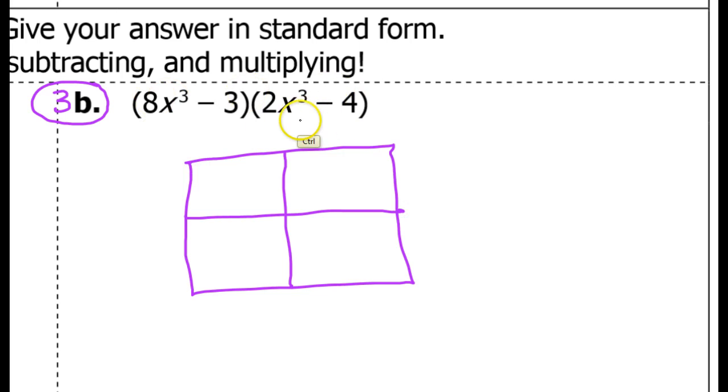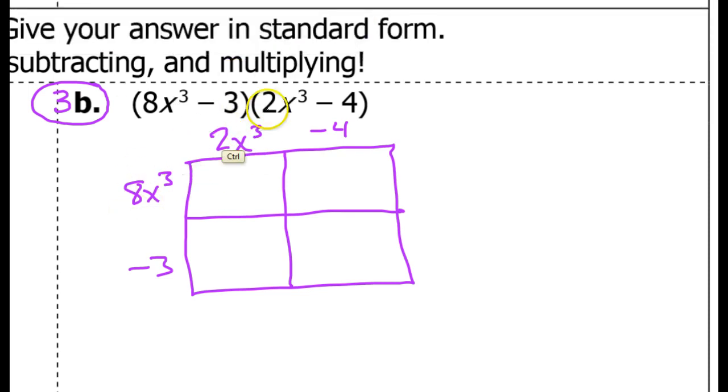Alright, a binomial times a binomial. So you take the first binomial and put it down one side. So here I have 8x to the third power, and then I have negative 3. Now I'll take the other binomial and put it across the top. So here I have 2x to the third power and minus 4. And then you find the product of each one of these.